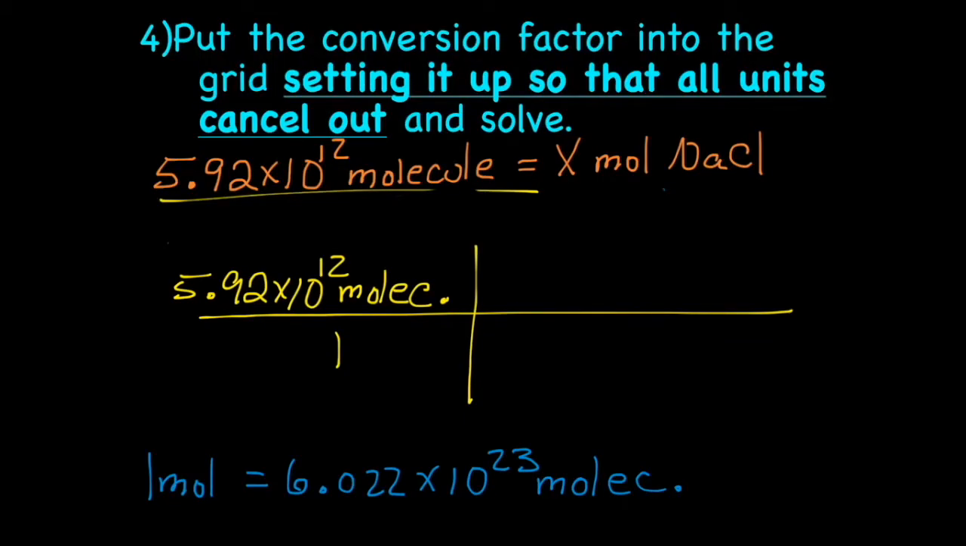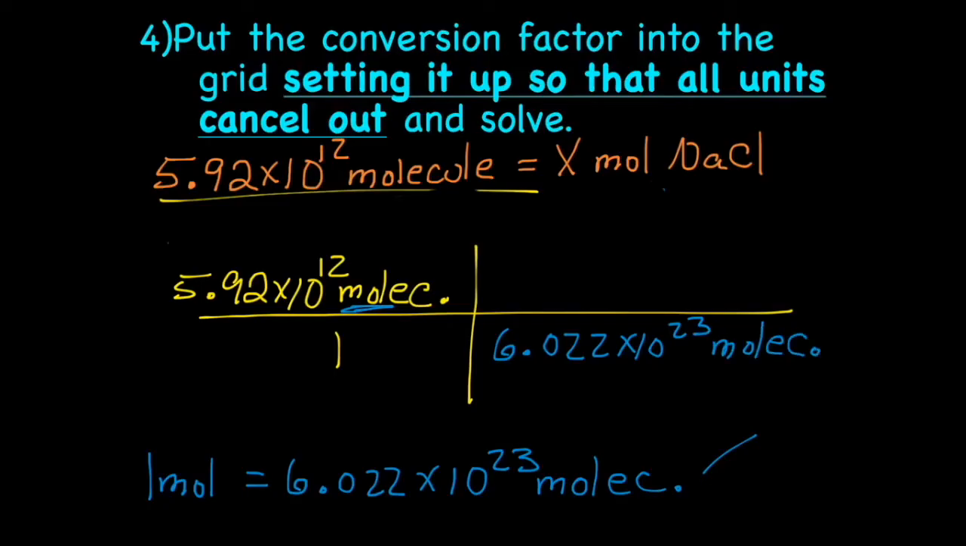Step 4, we're going to put the conversion factor, so this thing here, in the grid. So up here, so that all the units cancel out. That is super, super important. A step you do not want to skip when setting up these problems is you always want to write the units in your grid. So for example, my known was 5.92 times 10 to the 12th molecules. So looking down at our equality, since I have molecules on the top of the grid, I'm going to put molecules down at the bottom, 6.022 times 10 to the 23rd molecules.